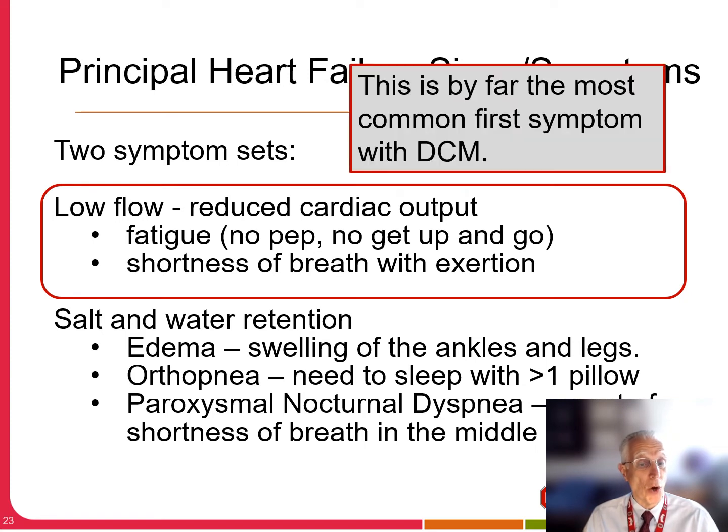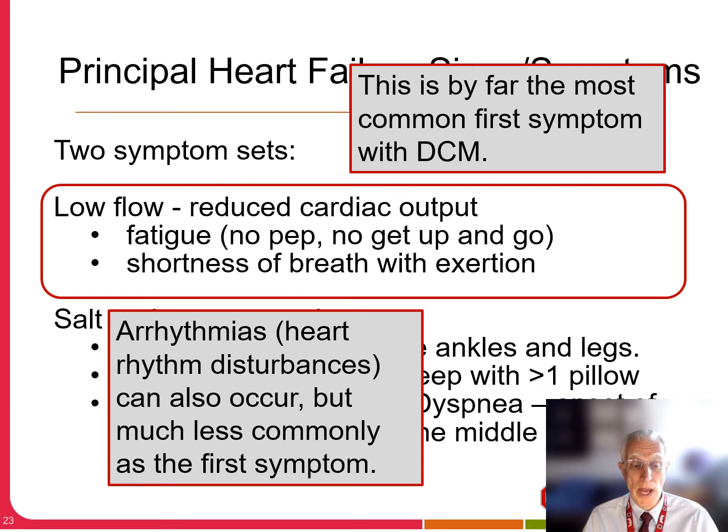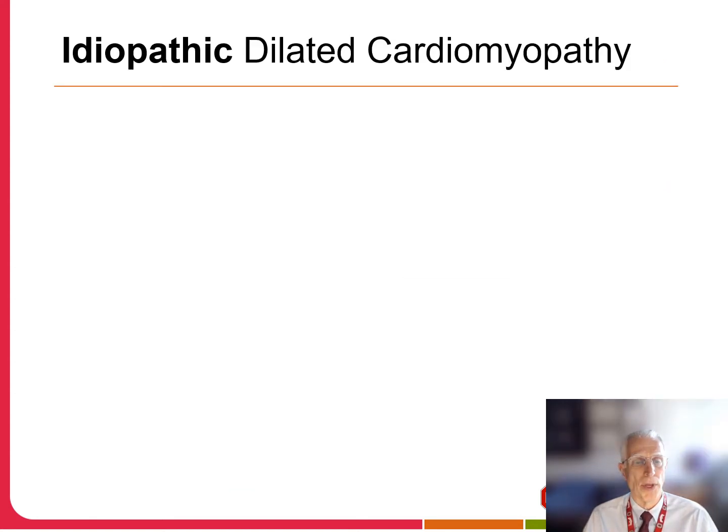Now, the low flow is the principal and by far the most common first symptom of dilated cardiomyopathy. Dilated cardiomyopathy is not heart failure. Heart failure is not dilated cardiomyopathy, but dilated cardiomyopathy can cause heart failure. And by far, this shortness of breath with exertion is the most common symptom of dilated cardiomyopathy. Arrhythmias are next, but again, far less common. They can also occur, but much less commonly as the first symptom of dilated cardiomyopathy.